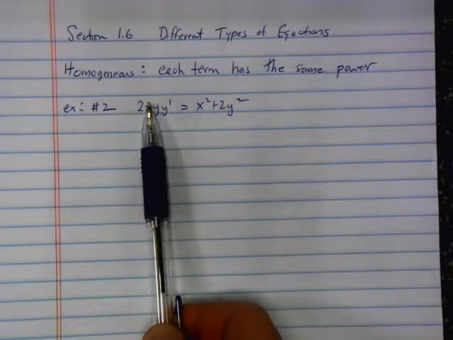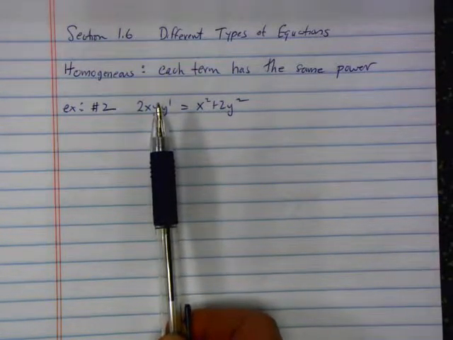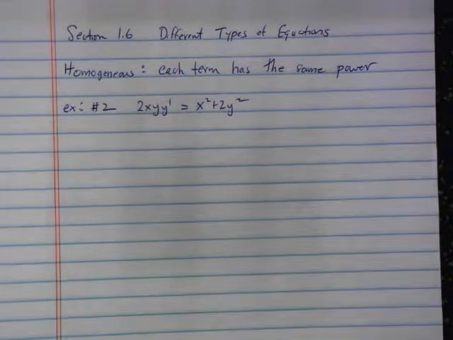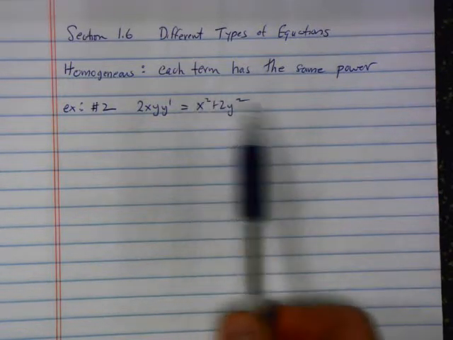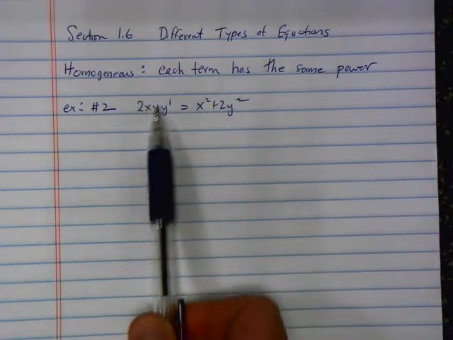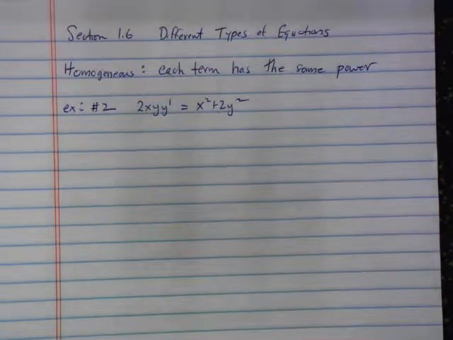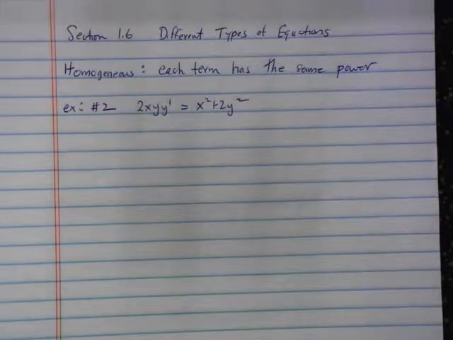So that one has degree 1, that one has degree 1. Altogether, that has degree 2 as a term. So when variables are mixed, you add the exponents to find the degree of the term. So these two are easy because they're both x squared and y squared. Those are clearly degree 2. This one, because variables are mixed, you have an x and a y. You add those together, 1 plus 1 is 2. All right, so this equation is homogeneous because each term has the same power.